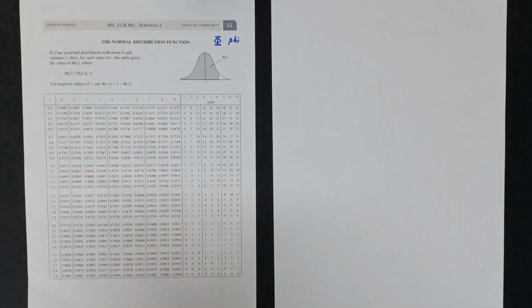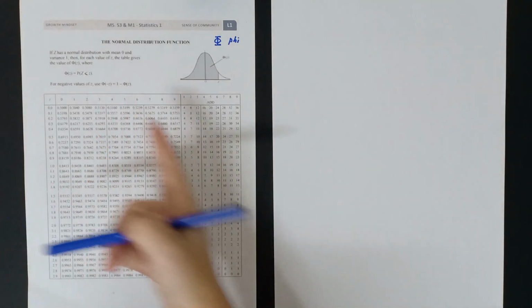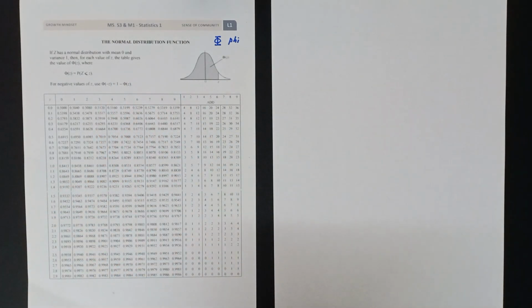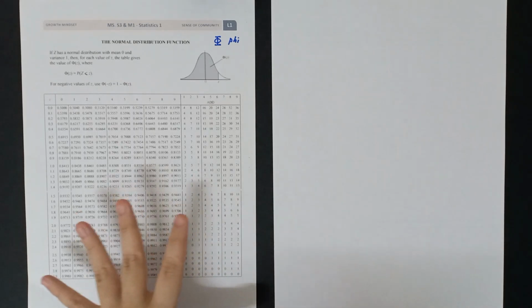Please flip to the last page of your handout. I have attached the normal distribution table for you. I purposely put it as the last page so you can take it out, because for every lesson in this chapter, you will be using this table as well. Before we move into how to read the normal distribution and calculate the probability, I'm going to give a brief introduction about this table first.